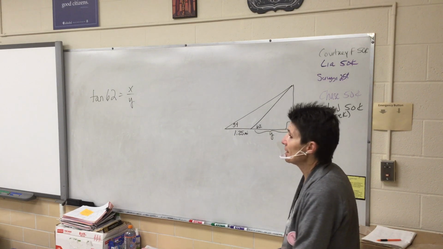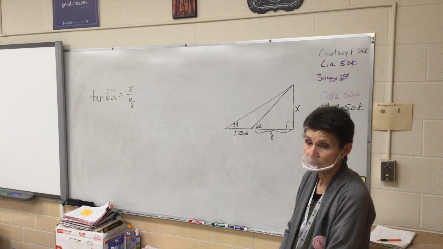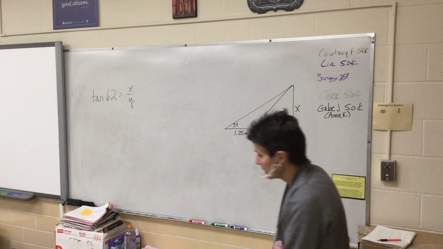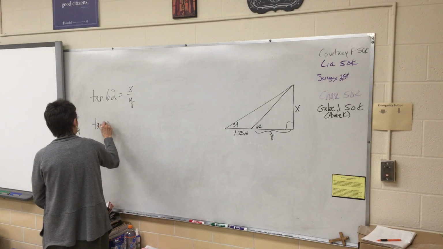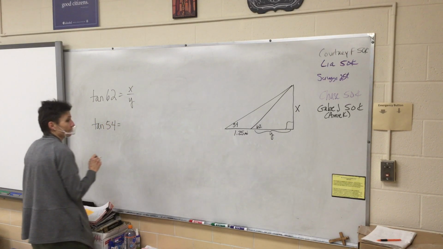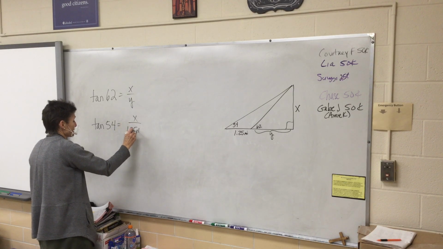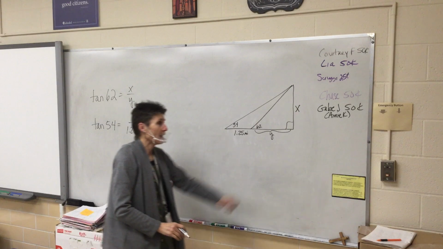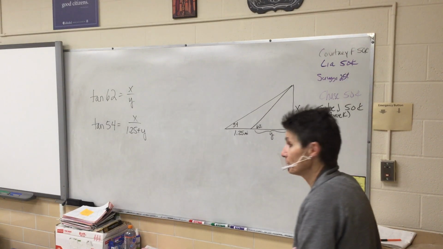Now, what about the big triangle, the whole big one? Can I write a similar equation for it? Yep. Tan 54 equals what? X over 1.25. Yep, that's exactly right. X, opposite over adjacent. So x over 1.25 plus y.